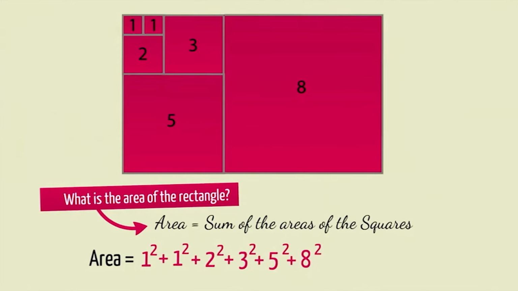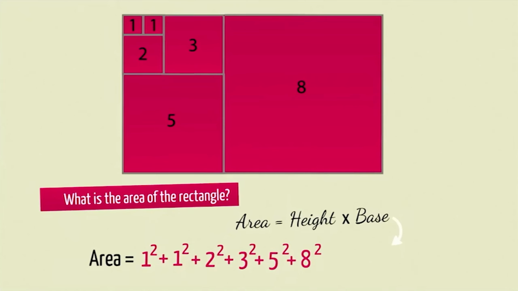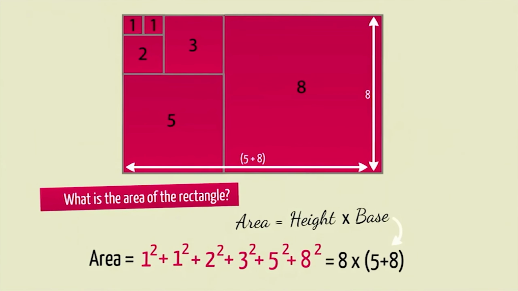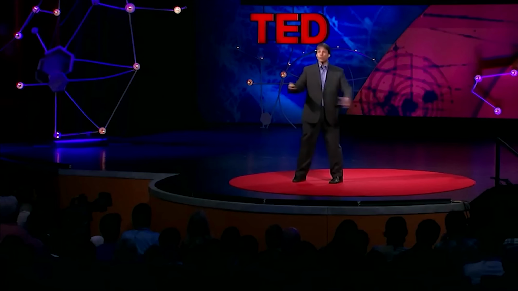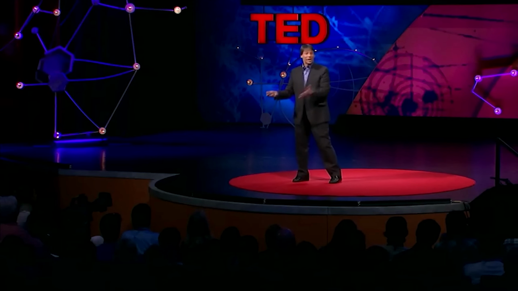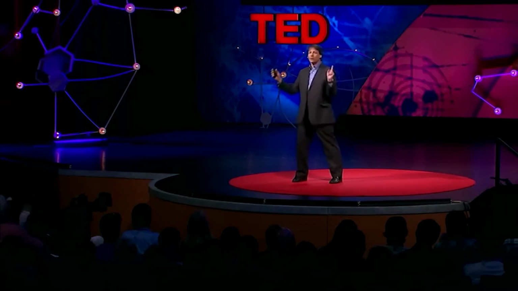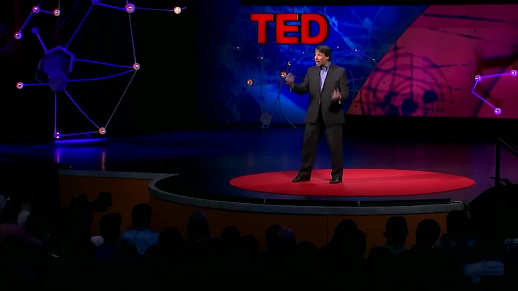That's the area. On the other hand, because it's a rectangle, the area is equal to its height times its base. And the height is clearly 8, and the base is 5 plus 8, which is the next Fibonacci number, 13, right? So the area is also 8 times 13. Since we've correctly calculated the area 2 different ways, they have to be the same number. And that's why the squares of 1, 1, 2, 3, 5, and 8 add up to 8 times 13.